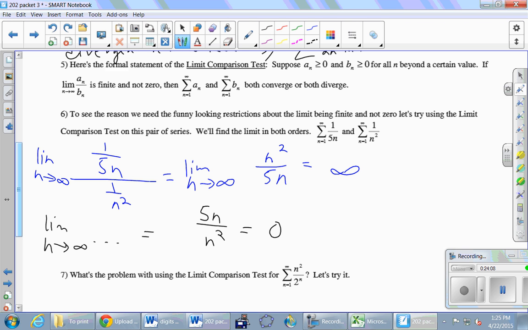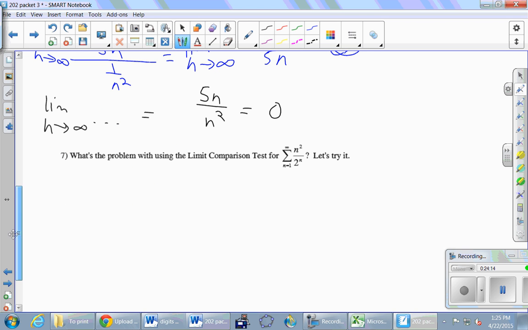This is the ratio of terms from two different series. So those aren't terms from one series. Okay, so number 7 says, what's the problem with the limit comparison test for this guy? It says, let's try it. So what might we try comparing this thing to? Let's pick it apart. I want to make it simpler. What's the other reasonable thing to make it simpler? Just n squared. Let's break it down into smaller parts and see if anything is useful, right?